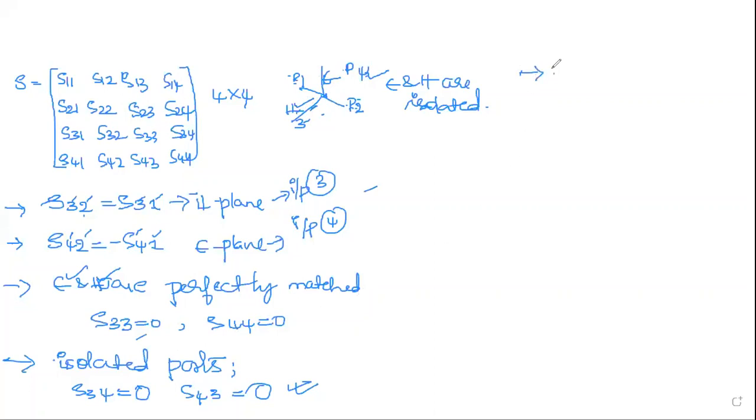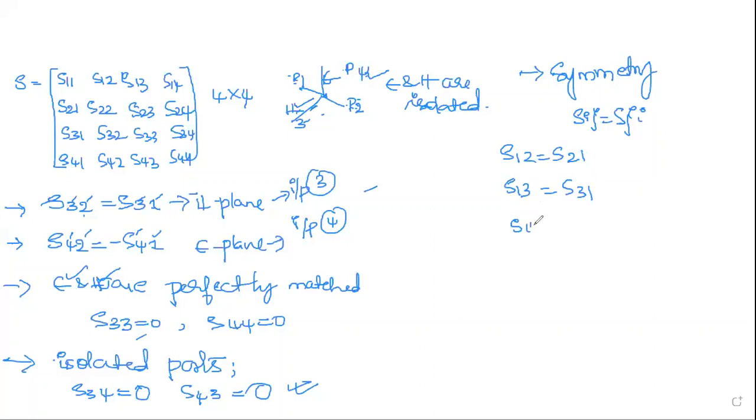The fifth characteristic you're considering is the symmetry property. As usual, the symmetry property says that Sij is equal to Sji, which means S12 is equal to S21. Similarly, S13 is equal to S31. Then S14 is equal to S41 and S23 is equal to S32. Similarly, S24 is equal to S42, and the remaining, S34 is equal to S43. Is that correct?